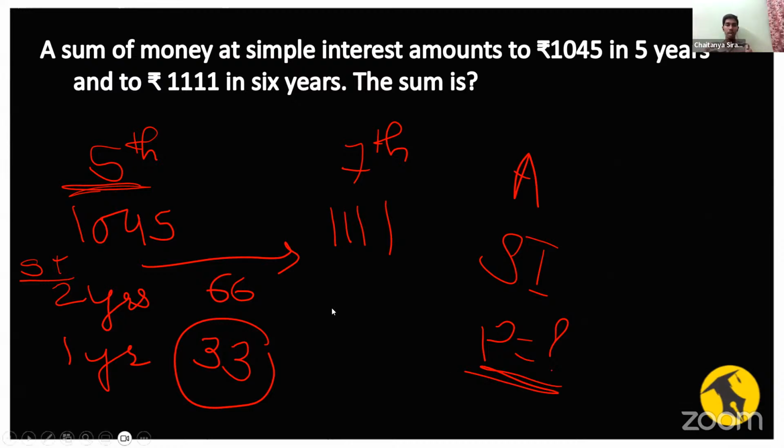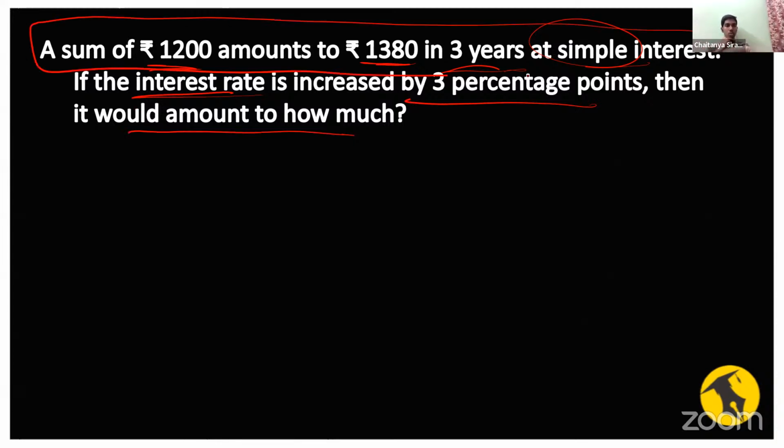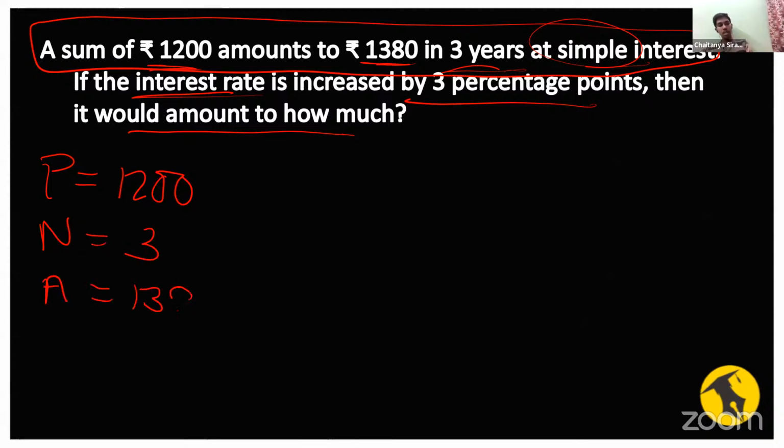All right, let's move ahead with the next question. A sum of 1200 amounts to 1380 in 3 years at simple interest. If the interest rate is increased by 3 percentage points, then it would amount to how much? All right, let's look at the first statement only. I know the principal is 1200. I know the number of years is 3. The amount is 1380. And I don't know the rate of interest.